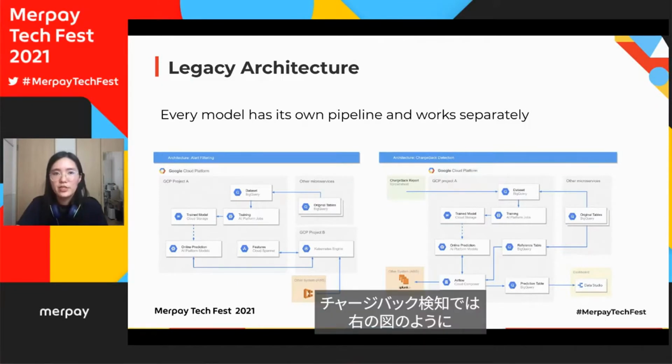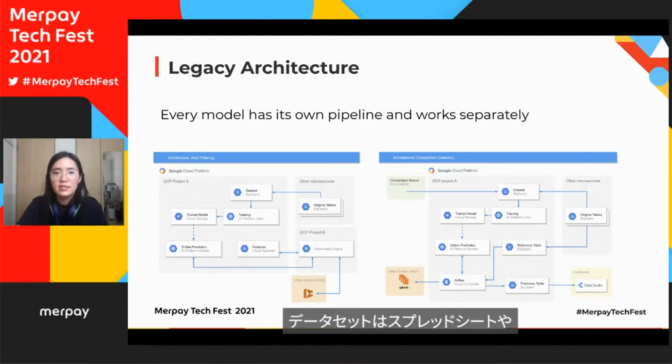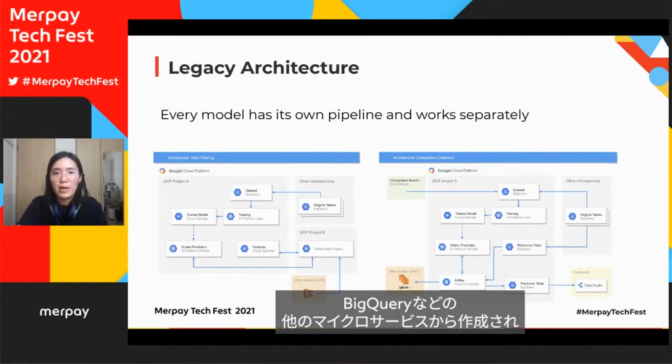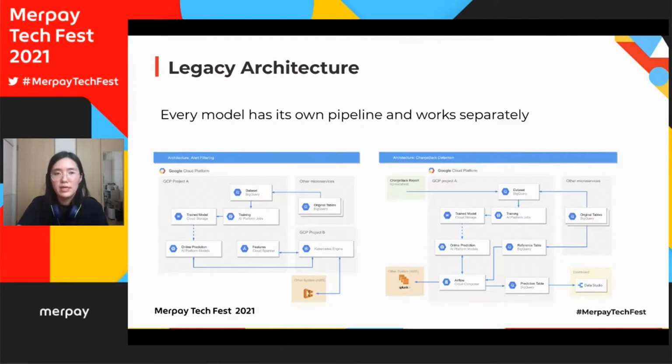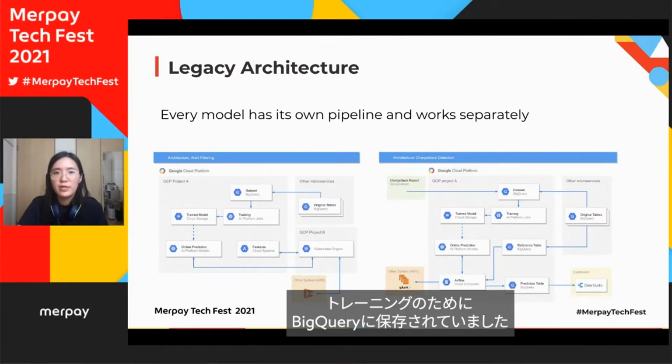In the right picture, the chargeback detection. The dataset is created from spreadsheets and BigQuery from other microservices, and it's saved to BigQuery for training.